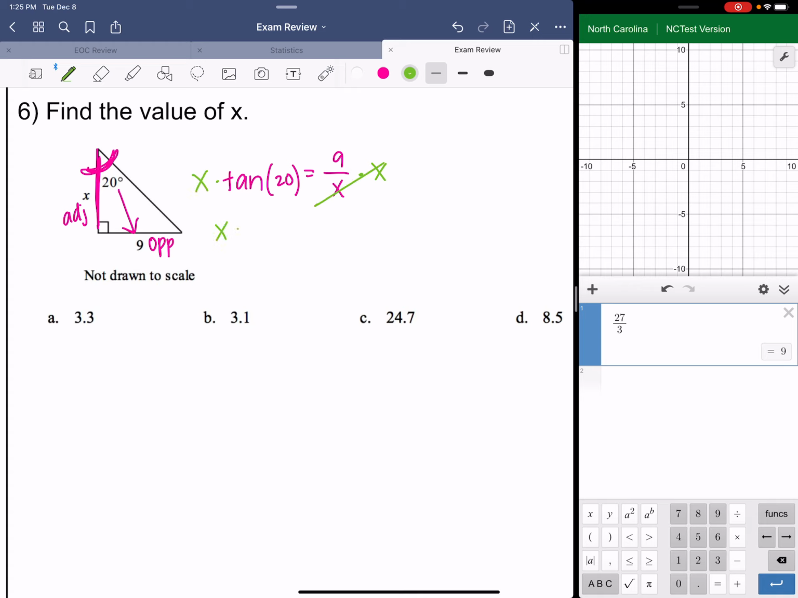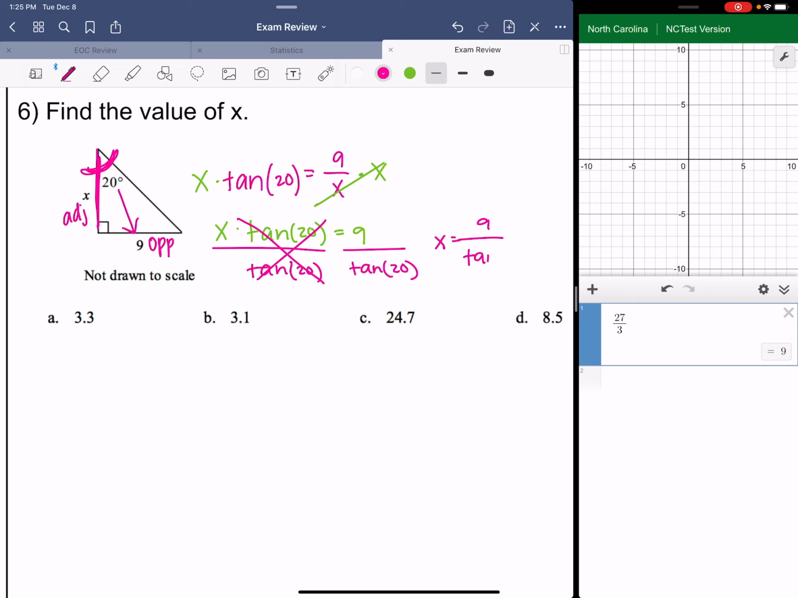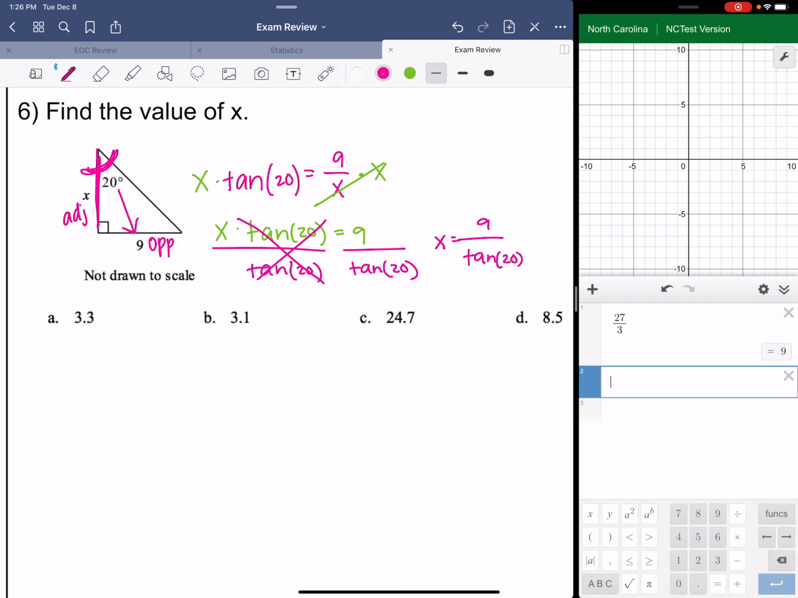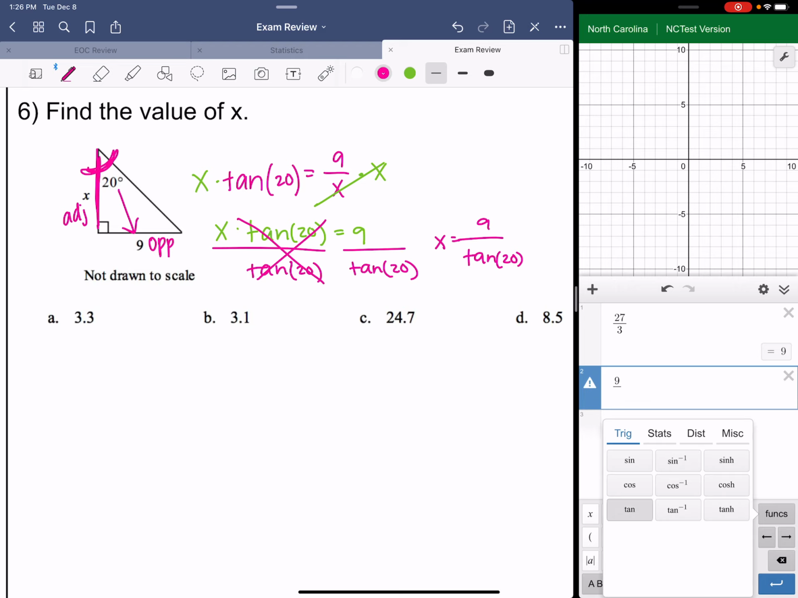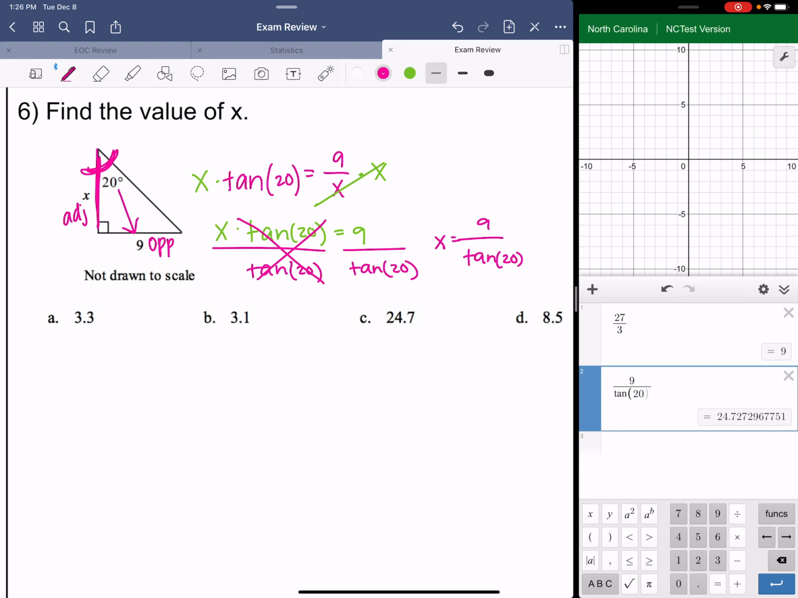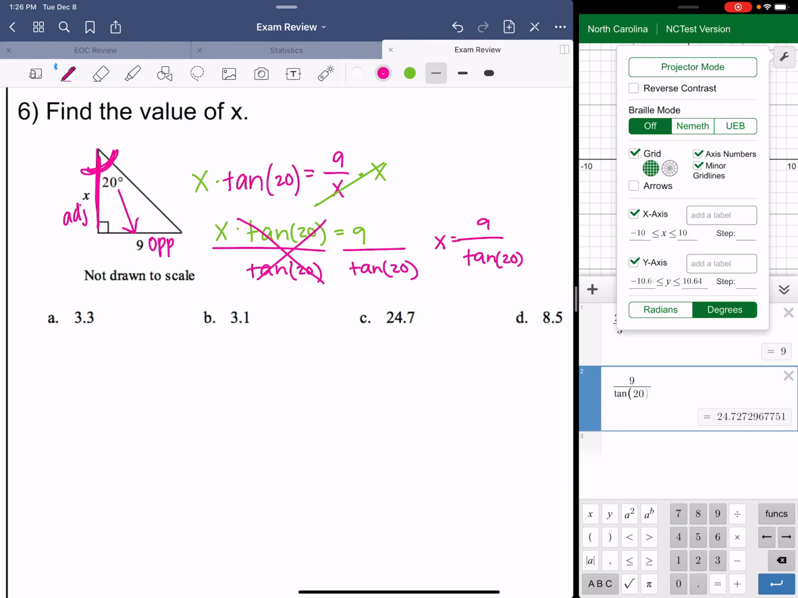So we have x times tan 20 equals 9. And now we need to divide by tan 20 on each side. And then this crosses out, and we have x equals 9 over tan 20, and put that into Desmos. So 9 divided by tangent of 20. And make sure that you have this in degree mode, and we do, so that's 24.7.